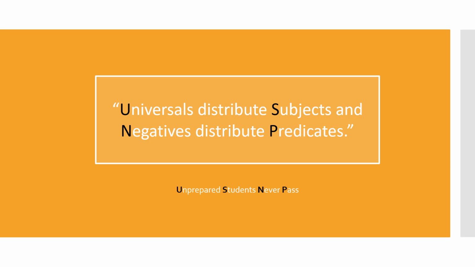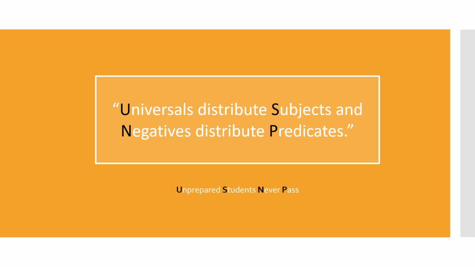So there's a very basic and easy rule to follow to know what is distributed in a single categorical proposition and what is not. And the rule is basically this. If it's a universal, it distributes the subject side. If it's a negative, it distributes the predicate side. You simply have to remember this. Universals distribute subjects, negatives distribute predicates.